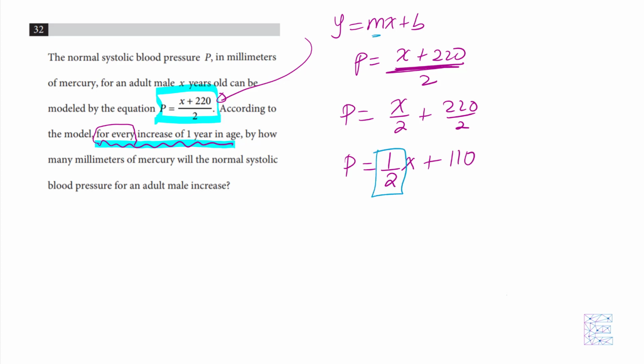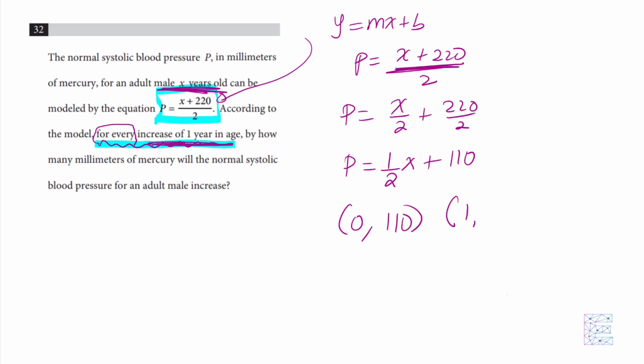Why? Because m stands for slope and m happens to be 1/2 for this question. Now, to prove that this is true, x means the number of years, right? That's what the question said, x years old. So for every increase of 1 year, let's say someone is 0 years old. If x is 0, plug in a 0, 1/2 times 0 is 0, 0 plus 110 is 110.